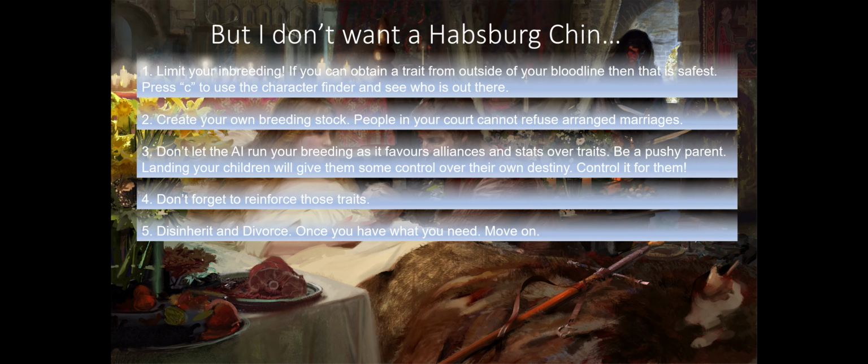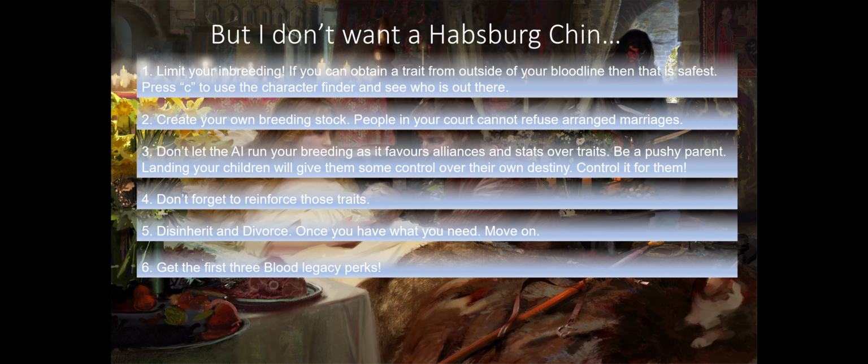If your spouse has given you a strong child and fecund children, and she's now no longer able to produce more heirs, then get rid of her, either legally or divorce her using an axe, and then you can go and marry other people and make more traits. So yeah, consider that. And next is get the first 3 blood legacy perks.